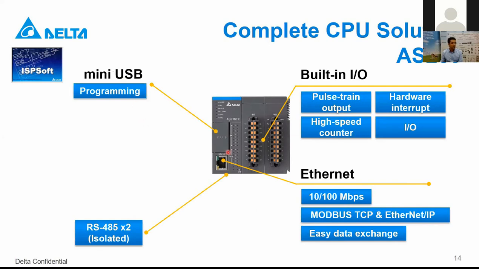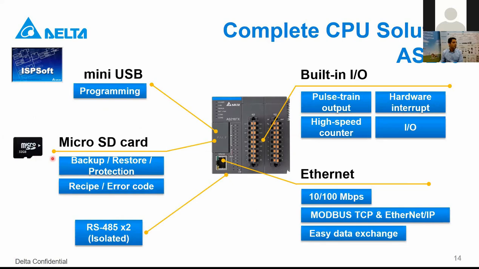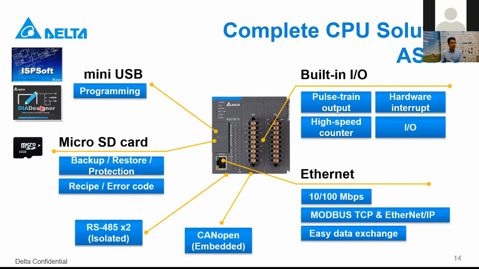We have mini USB for programming, and it also supports micro SD. So it also supports DIADesigner. So we can program in DIADesigner and ISPsoft. And another main difference between 300 and 200 is that in 300 series, there was a function card slot. But in 200, there is no function card slot, but there is an embedded CANopen. Okay, so this is another main difference between the 2 models.